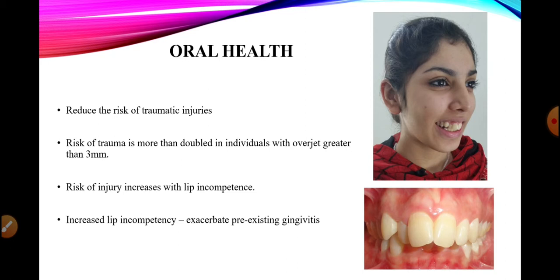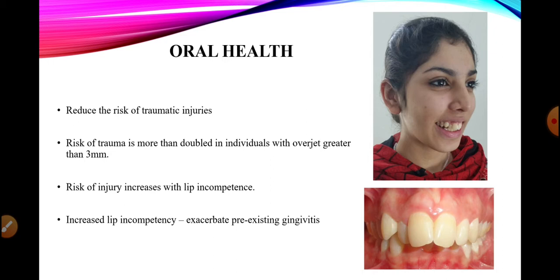Secondly, what needs to be considered among the oral health and oral factors is that because of the lip incompetency, there can be gingivitis. There can be gingivitis because the patient is trying to breathe through the mouth, or the oral tissue is continuously in contact with the external environment because the lips are not competent, so there may be an exacerbation of pre-existing gingivitis in cases of class 2 division 1 malocclusion. So these are the oral factors that need to be considered while planning a treatment.